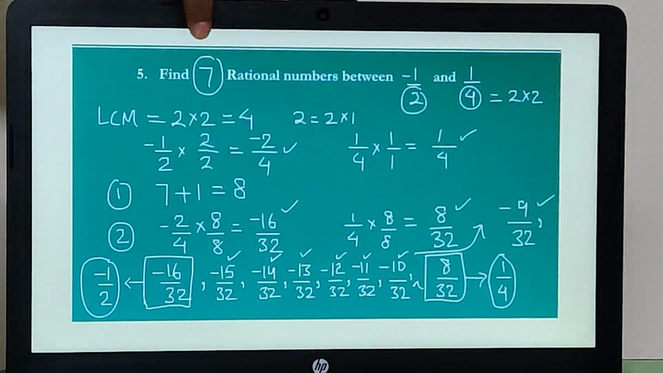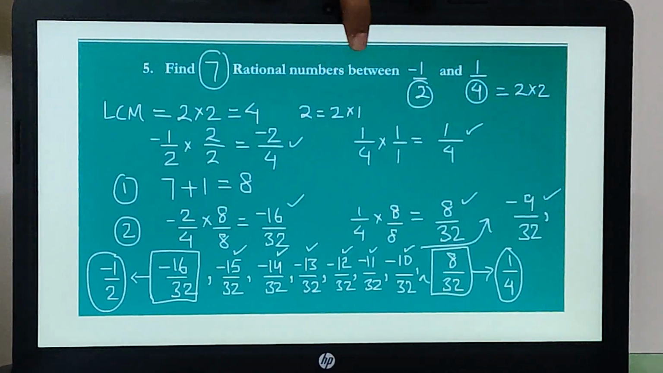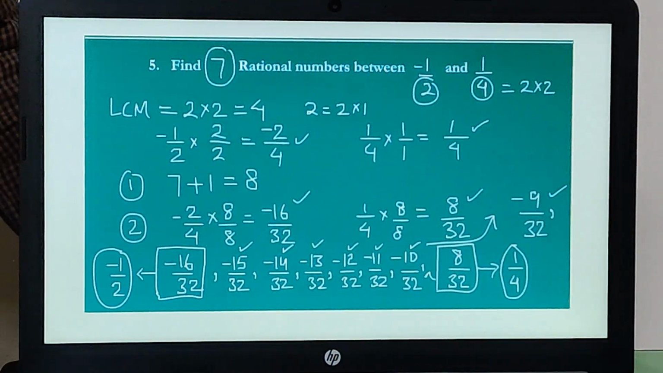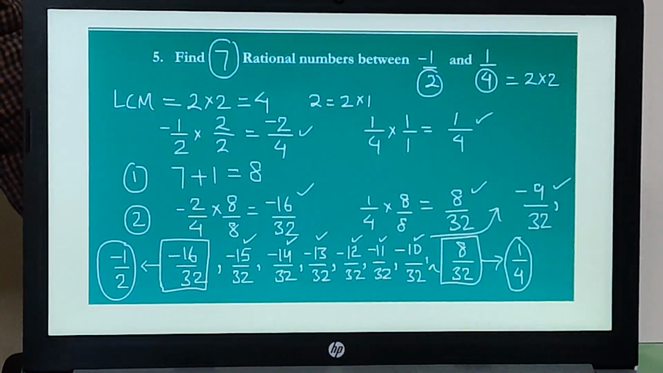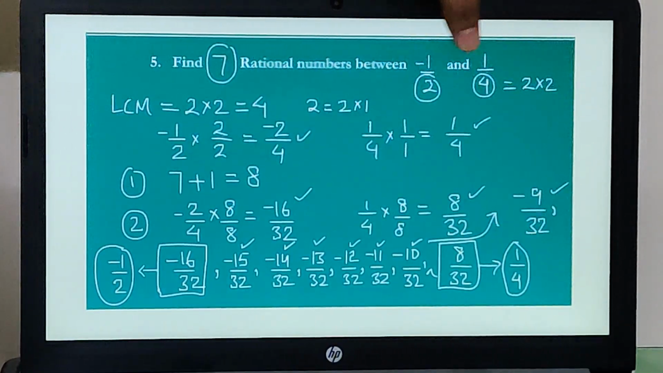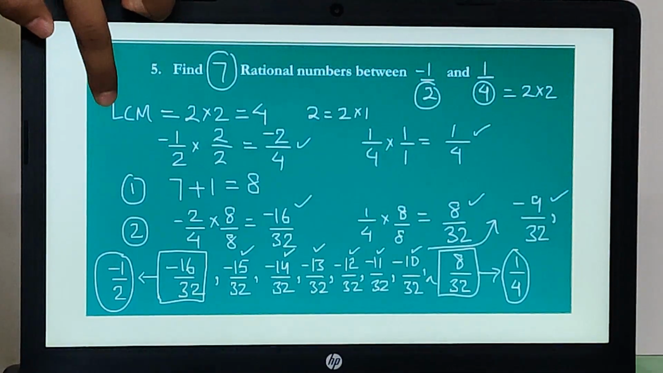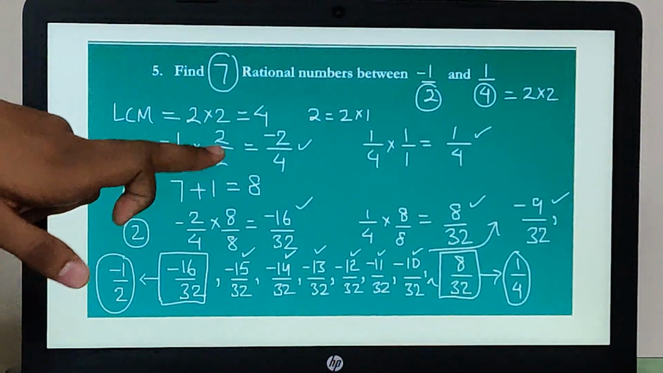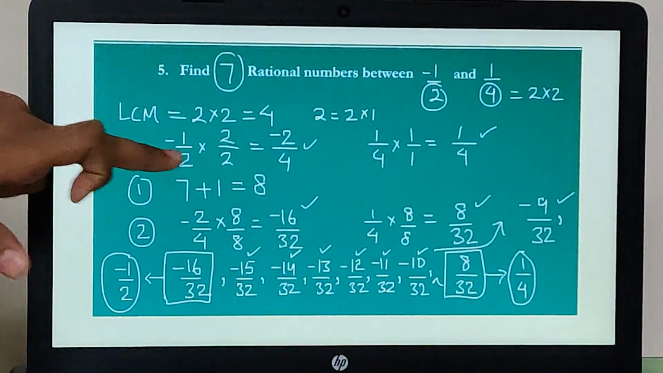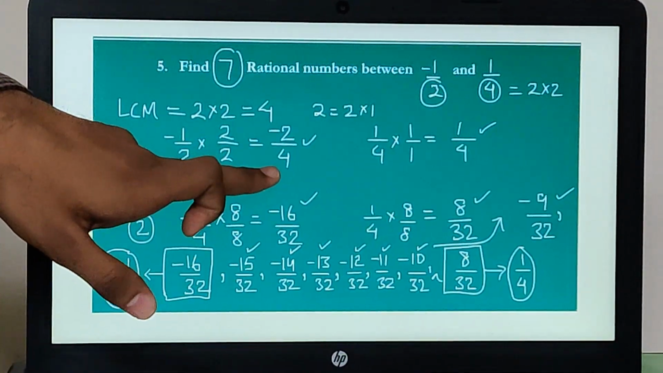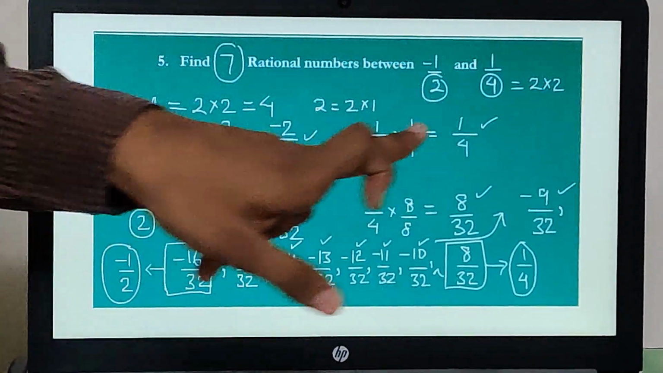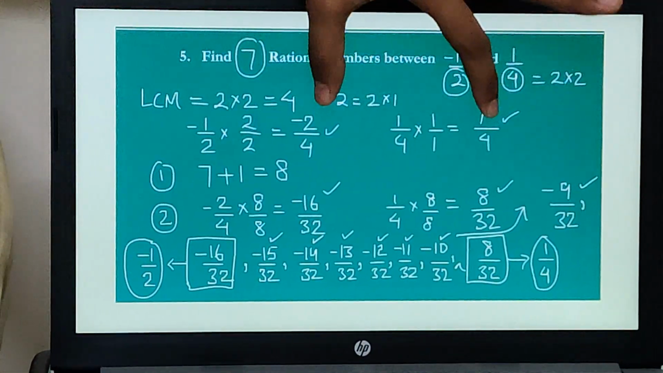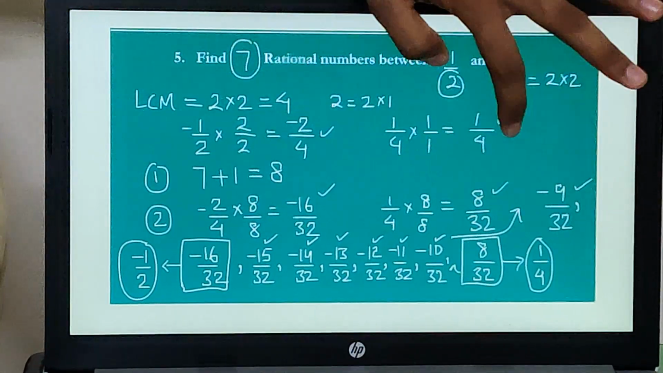So our next example is we need to find 7 rational numbers between -1 by 2 and 1 by 4. So first of all, I have told you we need to make the denominator same. Here the denominators are 2 and 4. So we will take the LCM. It will be 4. So here we need to multiply by 2 by 2. So it will make -2 by 4. So the first number becomes -2 by 4 and the second number is 1 by 4. So our denominator is same, 4.